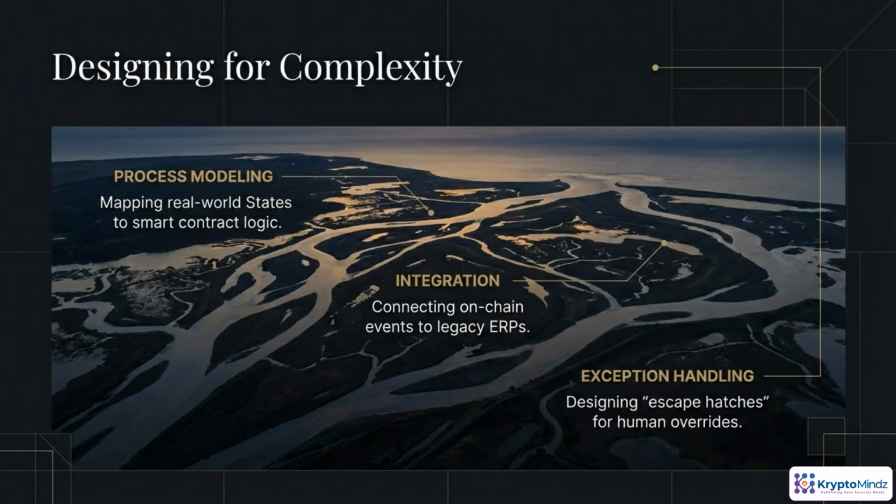As you move from proofs of concept to real systems, complexity becomes the main design challenge. You need to model real-world processes as explicit states and transitions that smart contracts can actually enforce. Whatever happens on-chain must then be reliably connected back into legacy ERPs and case management systems. And because things will go wrong, you must design controlled escape hatches where humans can pause, override, or correct the automated flow.